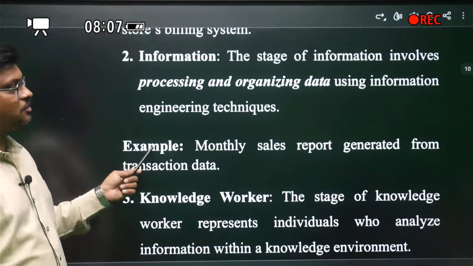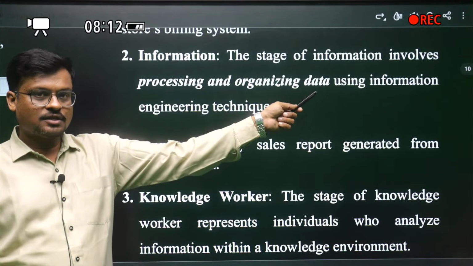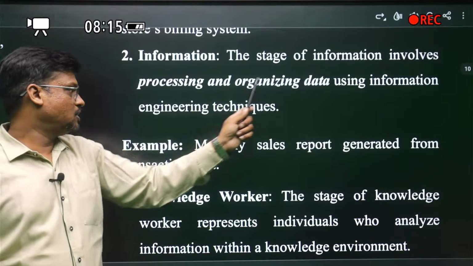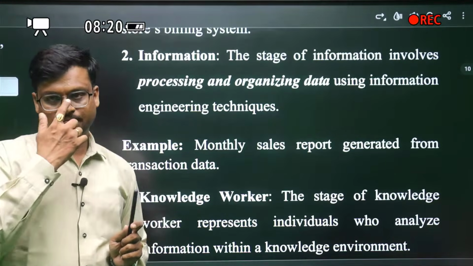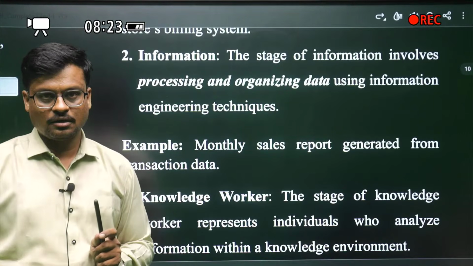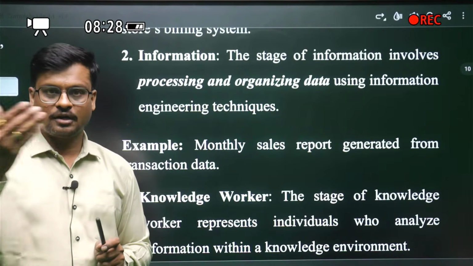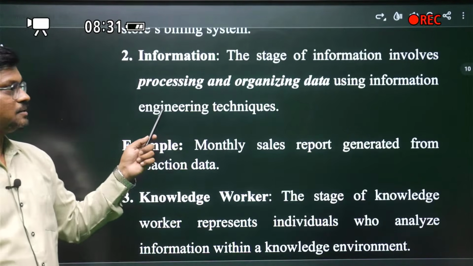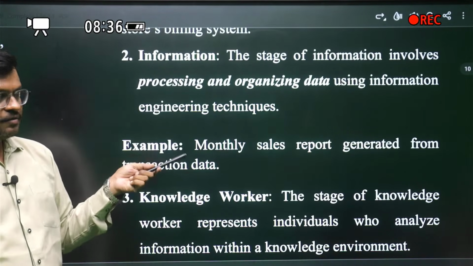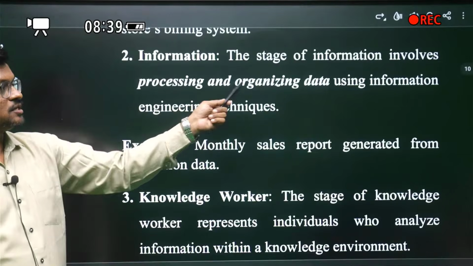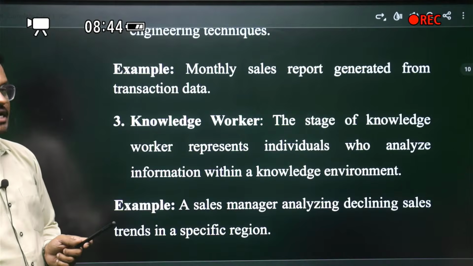The second step is information. The stage of information involves processing and organizing the data, giving essence and meaning to your data using information engineering techniques, like normalization. Relational algebra database techniques can be applied so that your data is transformed from raw data to useful information. That is your second step. By implementing information engineering techniques, we transform raw data into processed, organized data. Example: a monthly sales report generated from the transaction data.